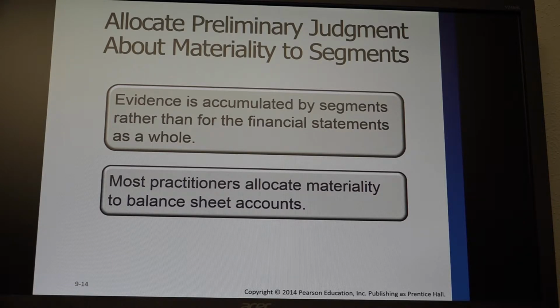And so, what does that mean? Well, it means that you collect evidence by segments rather than financial statements as a whole. And so, most practitioners allocate materiality to various balance sheet accounts rather than net income accounts. They're all interrelated anyway. If you have a misstatement in your accounts receivable because the client missed a particular sale, well, that's affecting revenue in your income statement. So it's all interrelated.